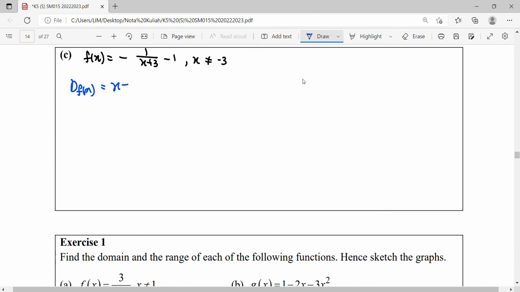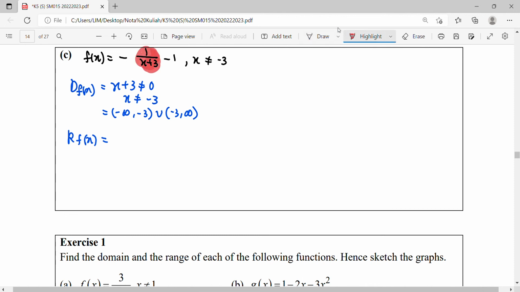Okay, domain, the denominator cannot be equal to zero. The denominator, the value of x cannot take negative 3. So, negative infinity up to negative 3, negative 3 to infinity. We take out this number negative 3. For range, we cover the rational part, we see the value outside is negative 1. So, y is not equal to negative 1. So, negative infinity up to negative 1, negative 1 up to infinity. Then we can set up our x-axis and y-axis.